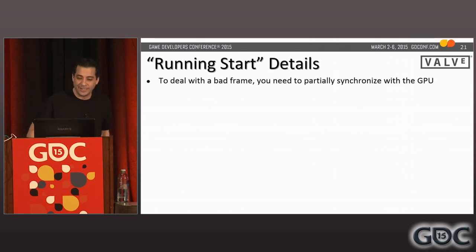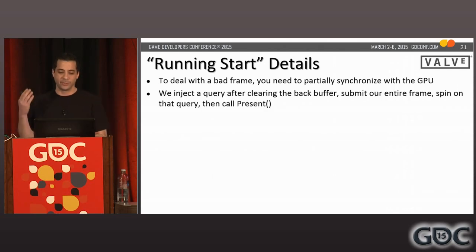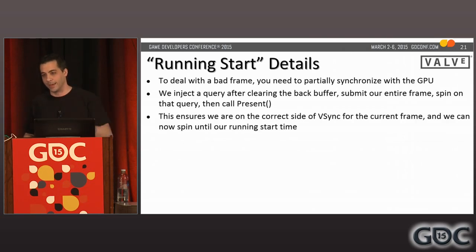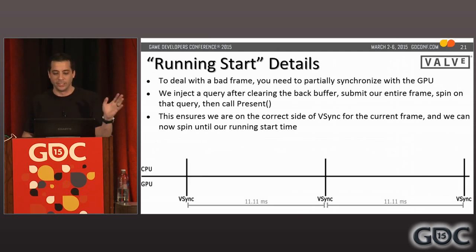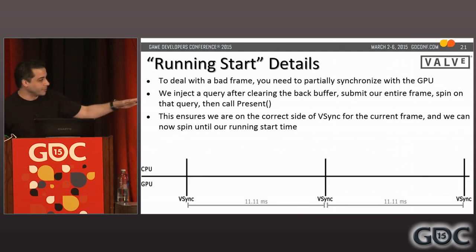So here are the details. We have to keep in mind dealing with bad frames, which we'll get back to later. But the idea of a running start is you inject a query right after you clear the back buffer. You submit your entire frame. Then you spin on that query before you call present. That puts you on the right side of vSync. It's really hard to describe with words, so let's look at it visually. Let's follow a few frames through the pipeline.